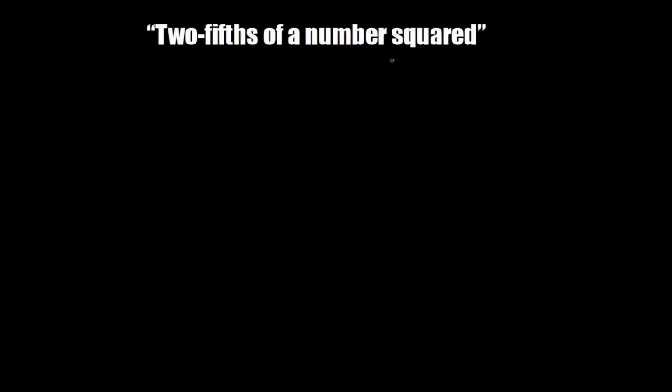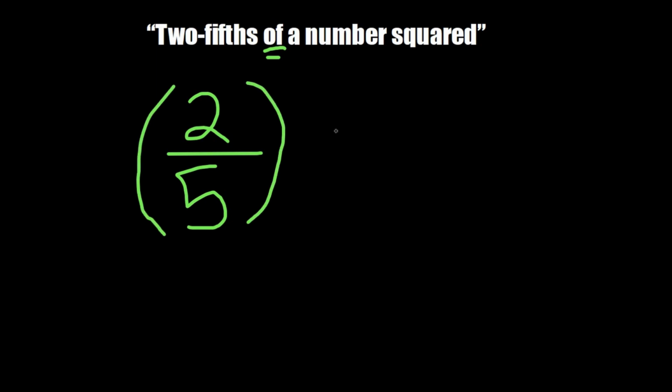2/5 of a number squared. So first we see 2/5, which means we have to do a fraction. Of typically means multiplication, so we're going to multiply that by a number squared. Now we can put m as the variable, and squared means to the power of 2, so it's m squared. So the answer would be 2/5 times m squared.